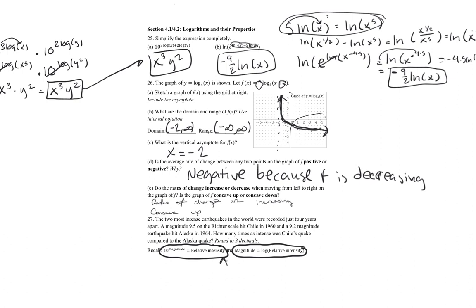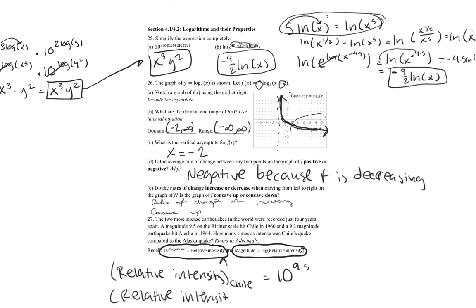And so I'll just say relative intensity for Chile is going to be equal to 10 to the magnitude. The magnitude was 9.5, so we're going to have 10 to the 9.5. So that's the relative intensity for Chile. And then the relative intensity for Alaska is going to be equal to 10 to its magnitude, which was 9.2.